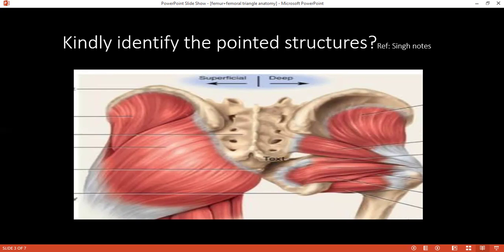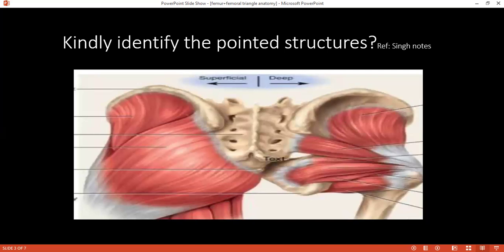Okay, can you in this image identify gluteus medius? Gluteus medius is just above the gluteus maximus, with fibers arising from the iliac crest. If we come to the right-hand side, would you be able to identify this structure? This is the right gluteus minimus.